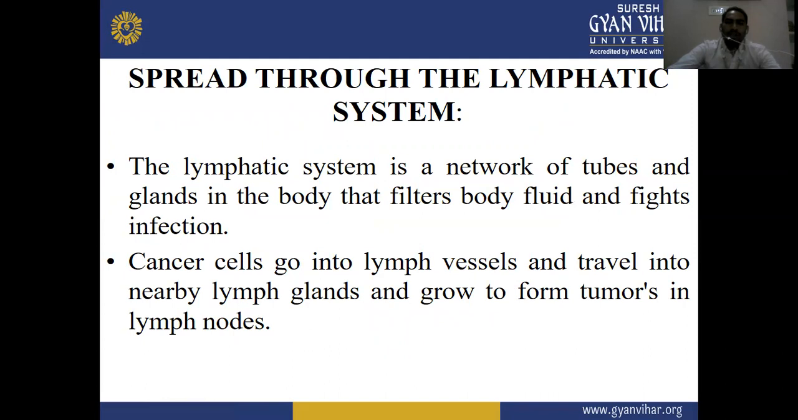Next one is spread through the lymphatic system. The lymphatic system is a network of tubes and glands in the body that filter body fluid and fight against foreign bodies, bacteria and viruses. Cancer cells go into lymph vessels, travel into nearby lymph glands, and grow to form tumors in lymph nodes.